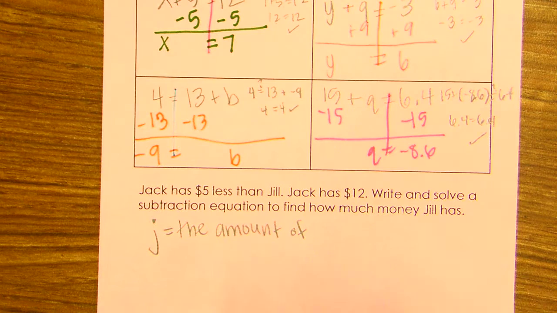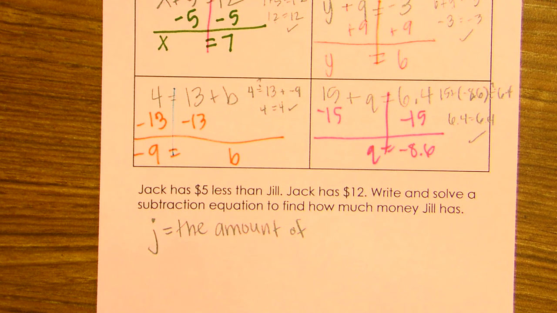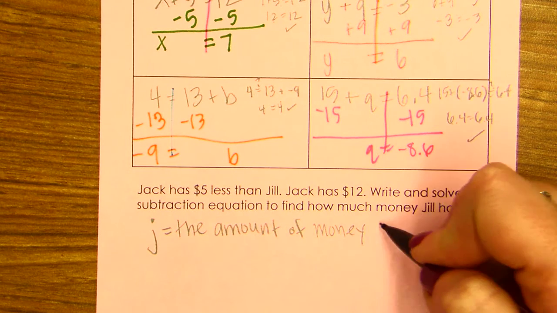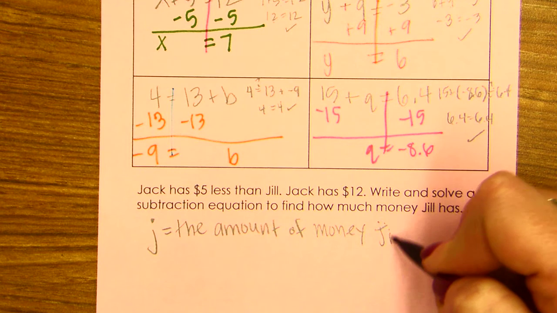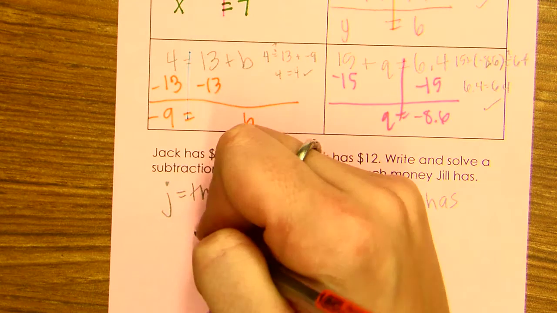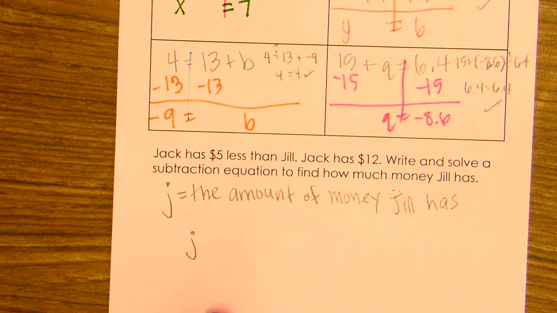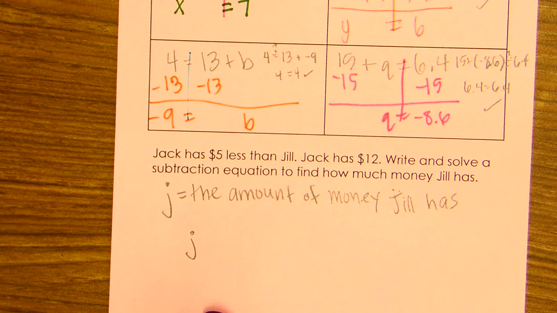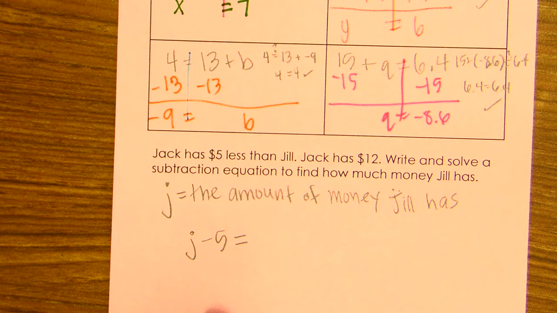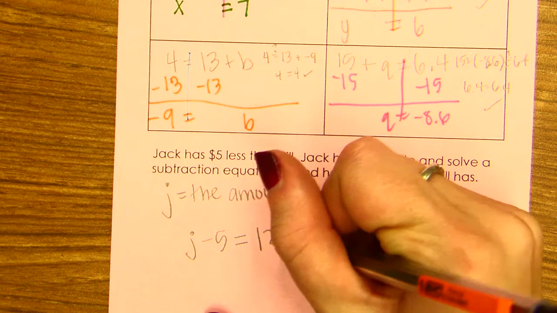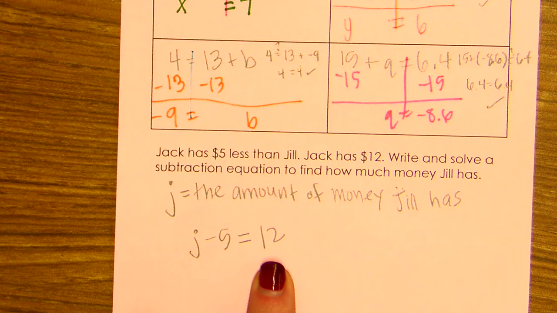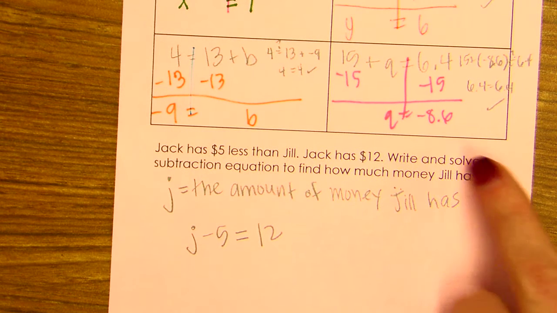So defining our variable means we write down what our variable represents. Jill has. And then I'm going to put this J down here for my equation, and Jack has $5 less. So we say $5 less by subtracting 5. And we say that $5 less than Jill's is equal to 12. So $5 less than whatever Jill has is $12, which is how much money Jack has. So we've written our equation, now we just need to solve it.